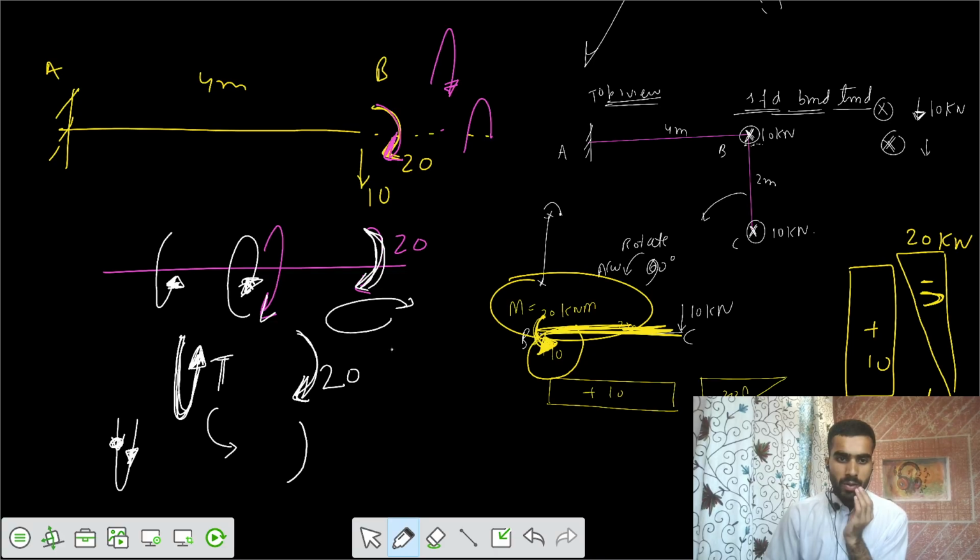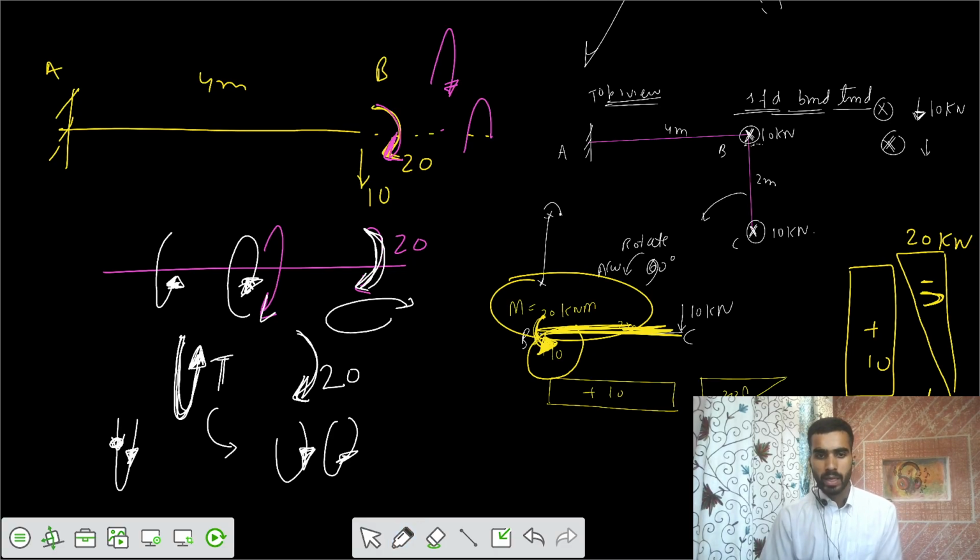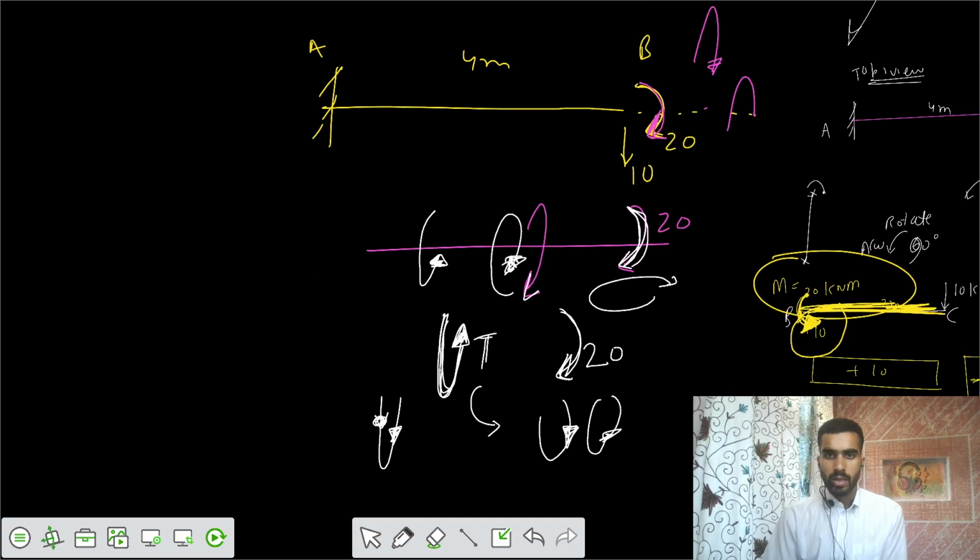If you have this moment, I would say you have that torque of clockwise. This is your clockwise torque. So finally, I would say the direction of that torque would be in the form of clockwise.